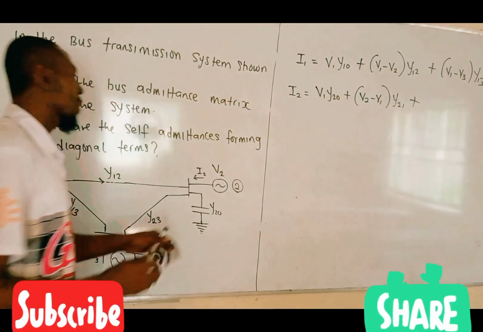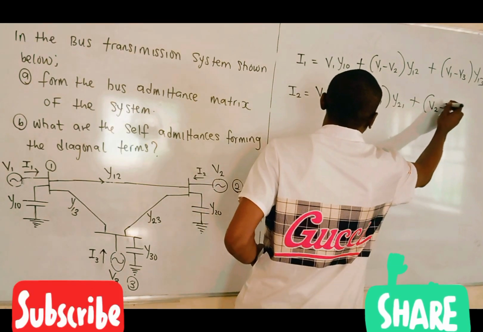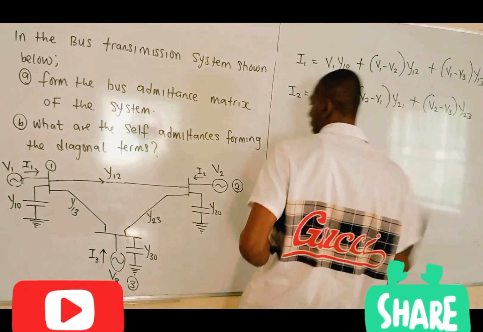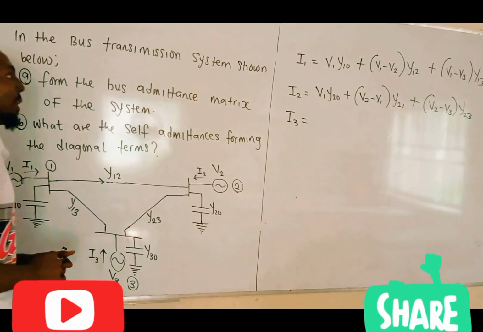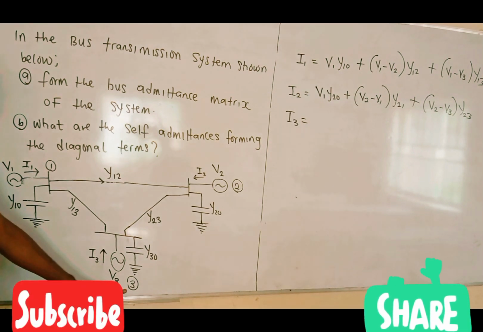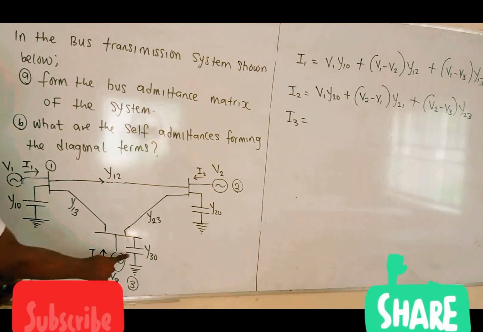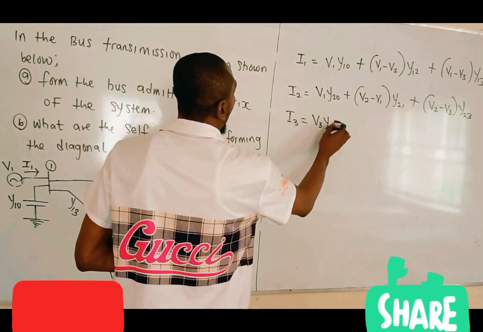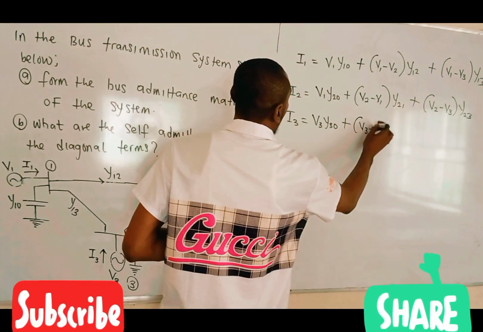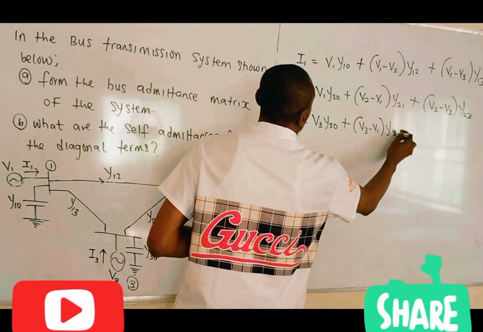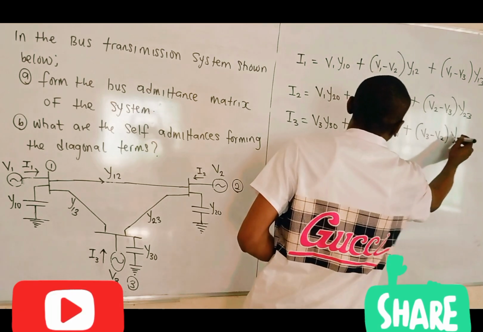Then bus 2 connected to bus 3: V2 minus V3 times Y23, where Y23 is the admittance between them. Alright, equation 3 for I3. Bus 3 is now the reference bus, connected to bus 1 and bus 2. First we talk about V3 and the admittance to the ground: V3 Y30. Bus 3 connected to bus 1, we have V3 minus V1 times Y31. Bus 3 connected to bus 2, we have V3 minus V2 times Y32.